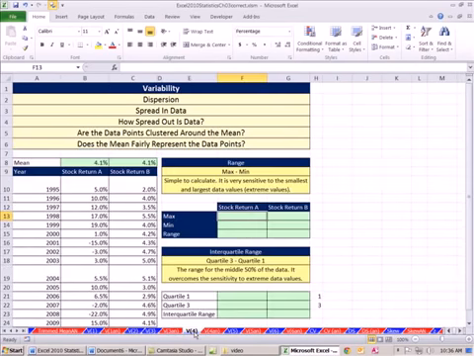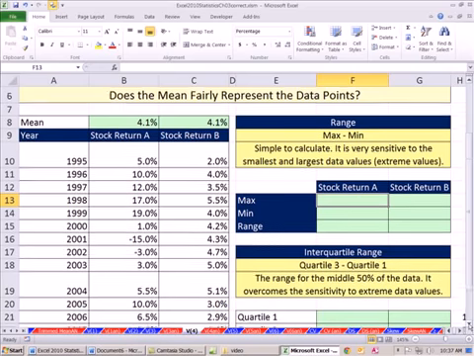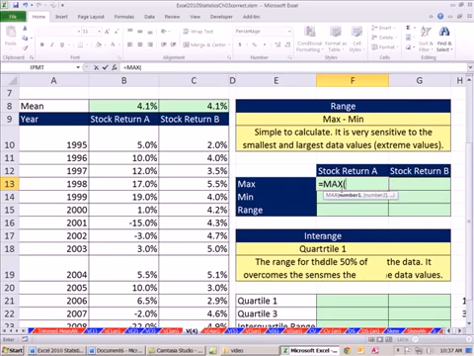I want to go over to V4. Again, we're going to answer the same questions. We're going to look at our first 2 measures of dispersion. The first one is range, right? Max minus min. It's simple to calculate, right? Then we see the numbers between the max and the min called the range. It's very sensitive to the smallest and largest data points, extreme values. And it only uses 2 points. No problem. It still is useful. I'm going to calculate the max for stock A.